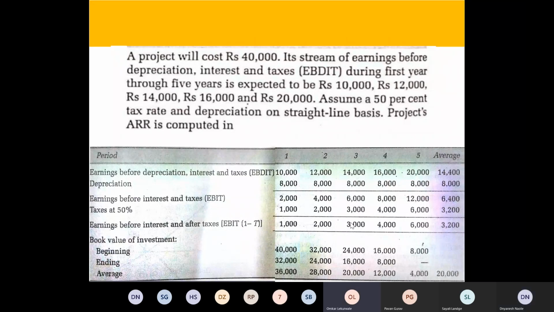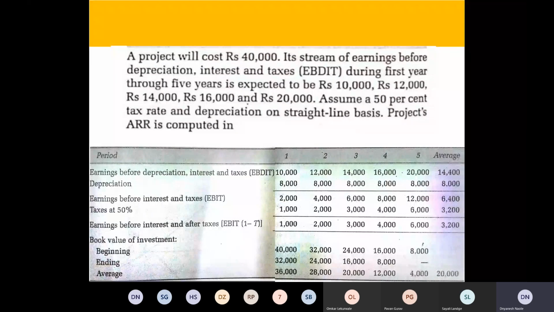Yes, sir. Okay, so likewise you do it for the third year, fourth year, and fifth year. By the end of the fifth year, this will become nil. 8,000 is at the beginning and 8,000 is the depreciation, so 8,000 and 0. So the average value of the investment will be 4,000.